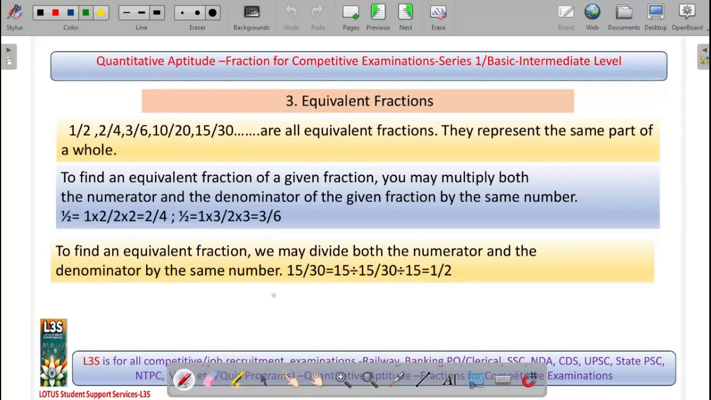To find an equivalent fraction, we may also divide both the numerator and denominator by the same number. So here it is 15 by 30. If we divide the numerator 15 by 15 and the denominator 30 by 15, we'll get 1 by 2.